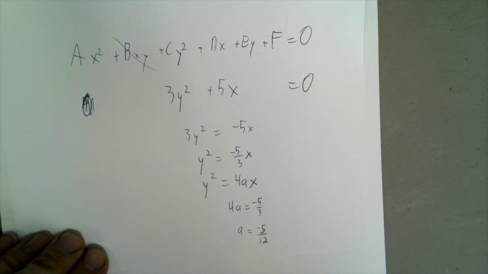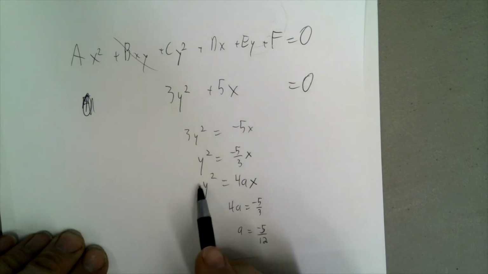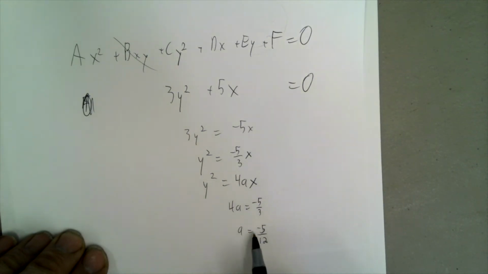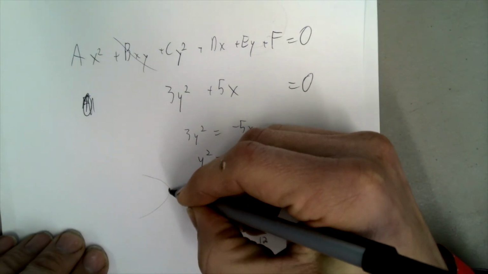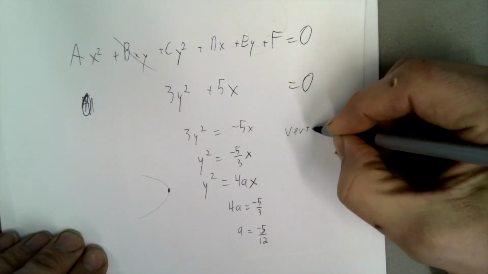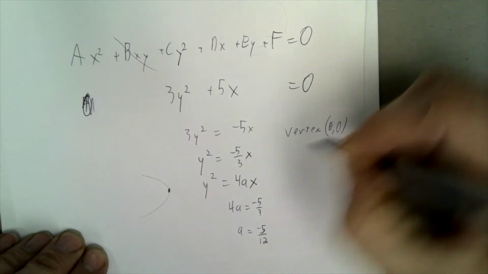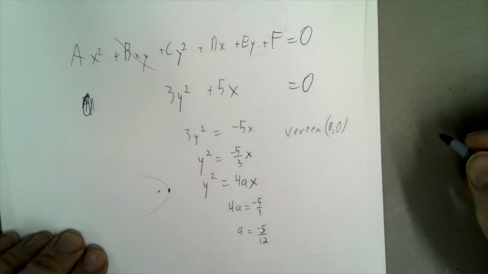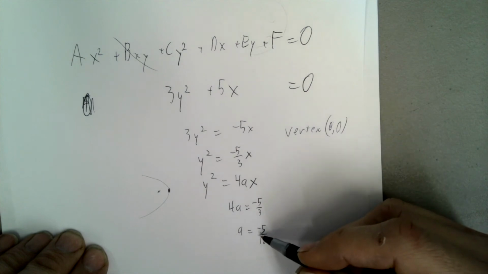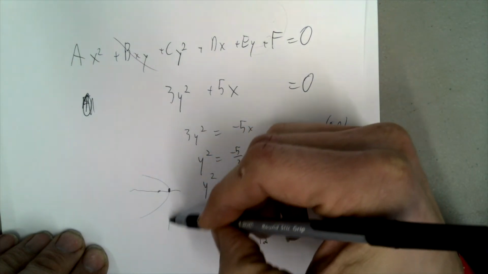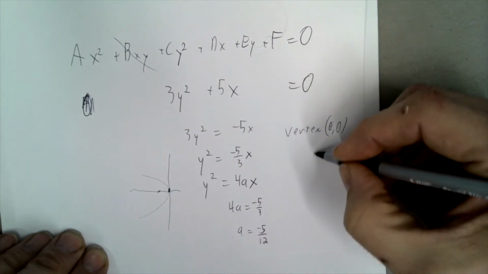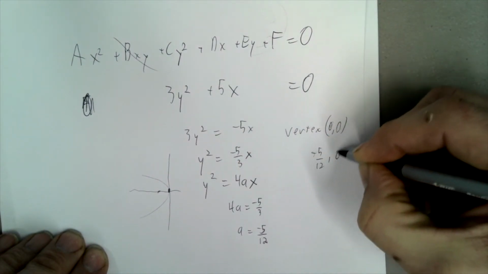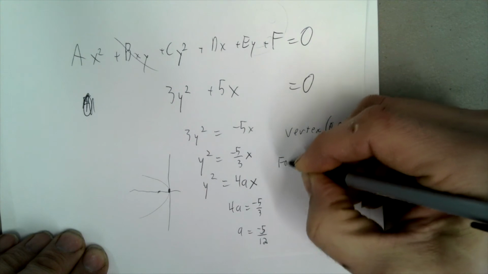That means, well, it's a y squared thing, and if a is negative, that means it opens to the left. I'm getting a vertex at the origin. I'm getting a focus to the left of that by this amount, so -5/12, still on the x-axis. So x is -5/12 and y is 0 is the focus of it.